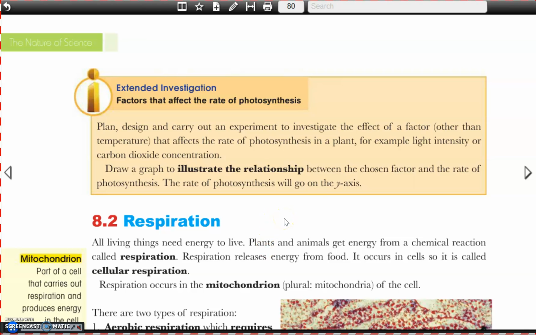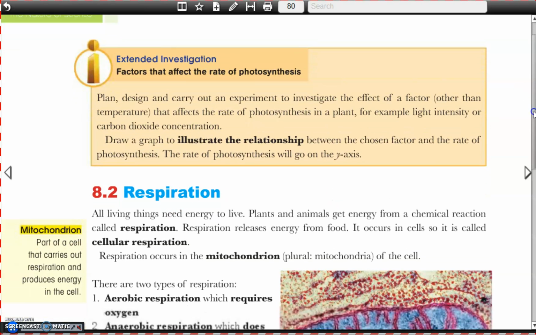Right, guys, just following up on the lesson we did last week in relation to photosynthesis. So I got your questions. I put up on the Schoology website yesterday the solutions to the questions on photosynthesis. So if there are any problems with those, please get on to me. Now I want to move on to respiration.